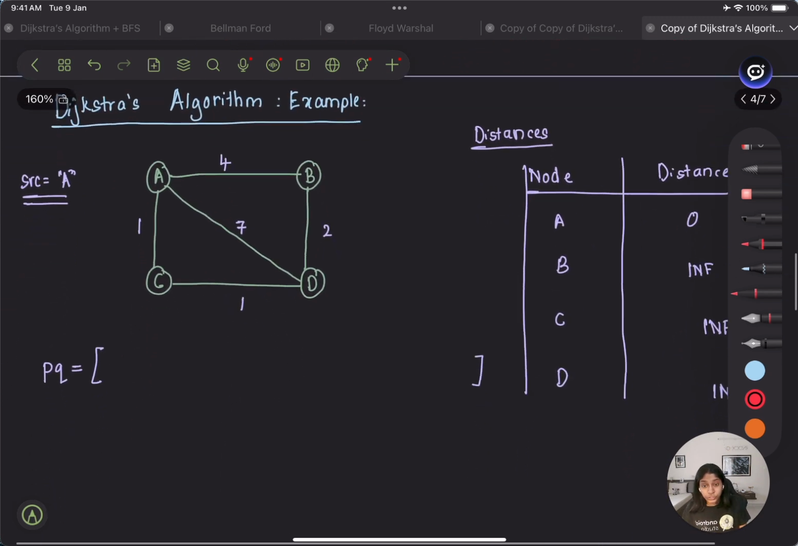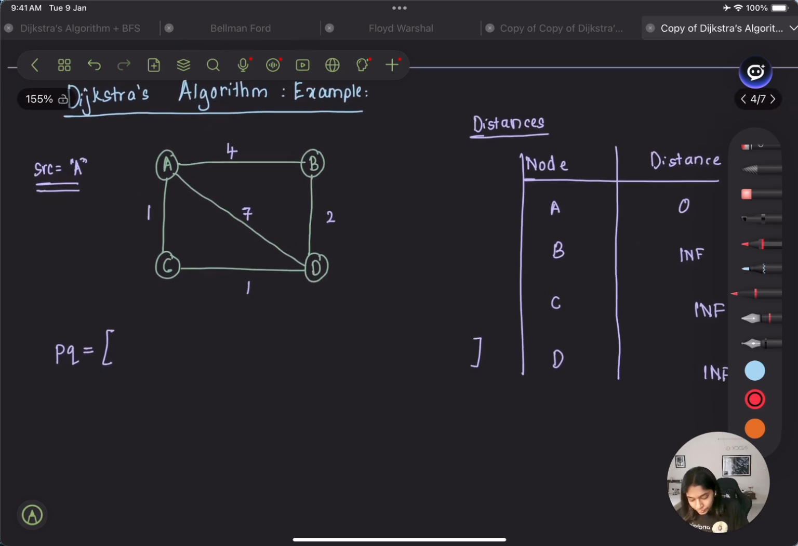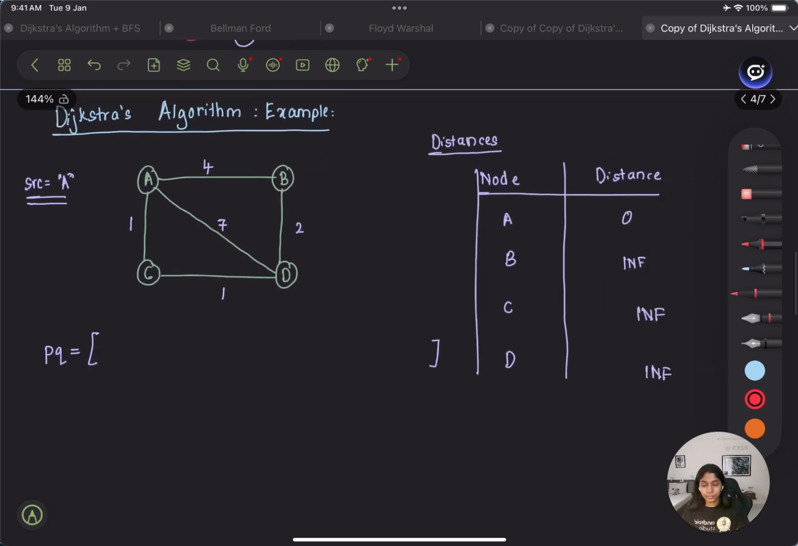Okay, let's check out an example so things actually stick and we understand how Dijkstra is implemented. I'm given a graph over here. I actually haven't drawn these, so let's just say these are the directions.